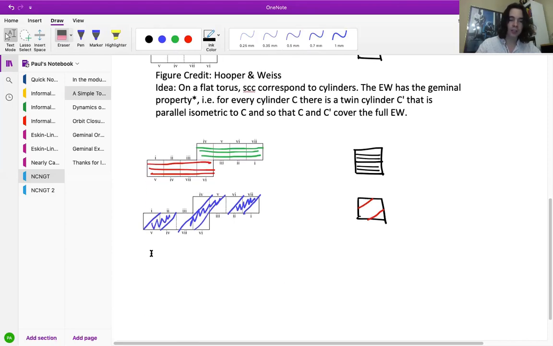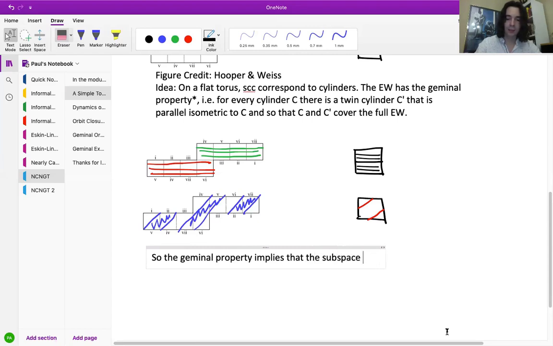And so in particular, what this implies, so the geminal property implies that the subspace of homology generated by gamma is two-dimensional. You can think of it as the Poincare dual of the pullback of the first homology, cohomology rather, of the torus.